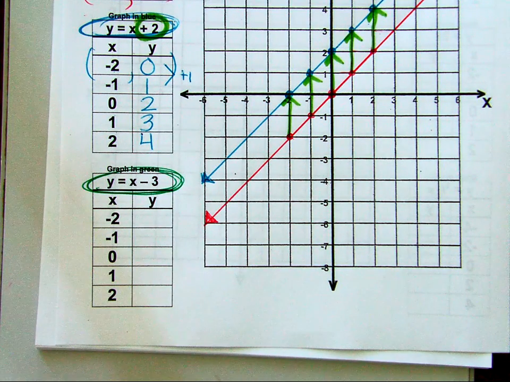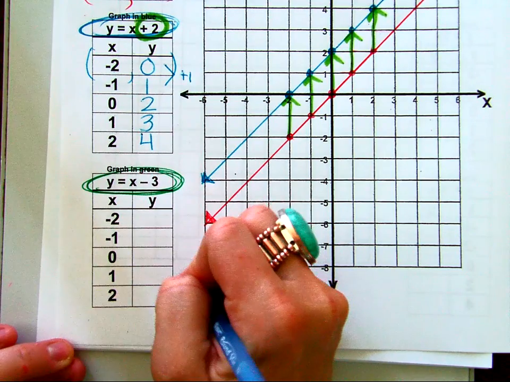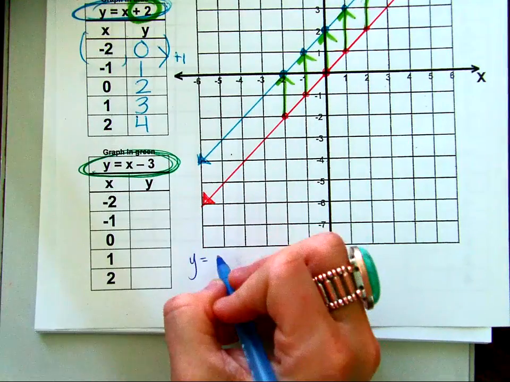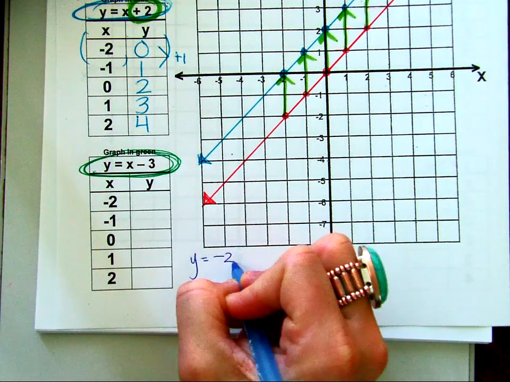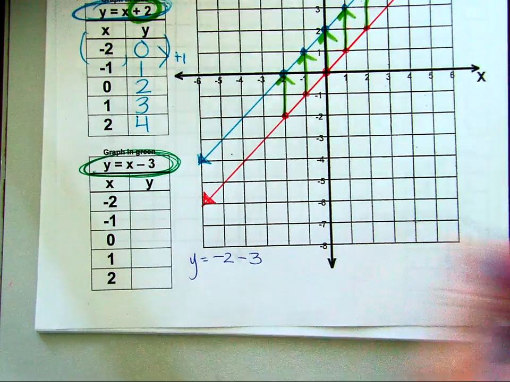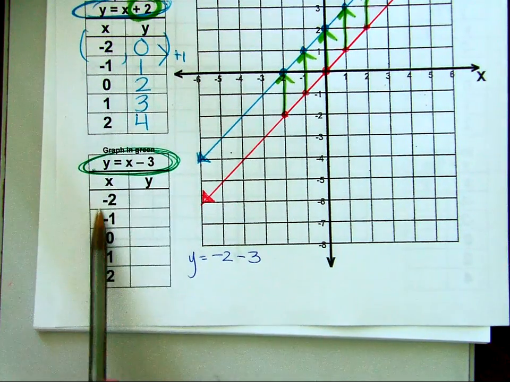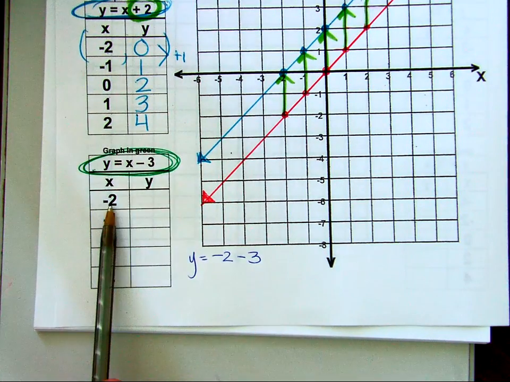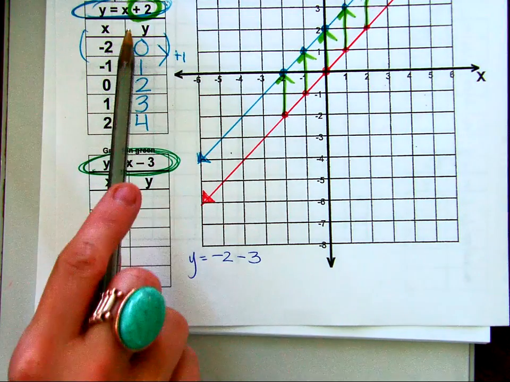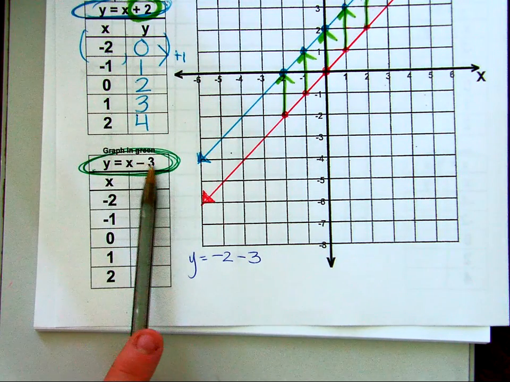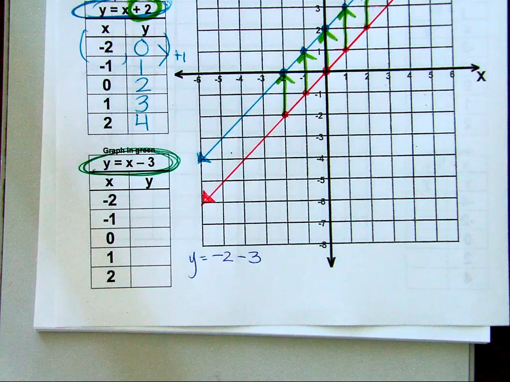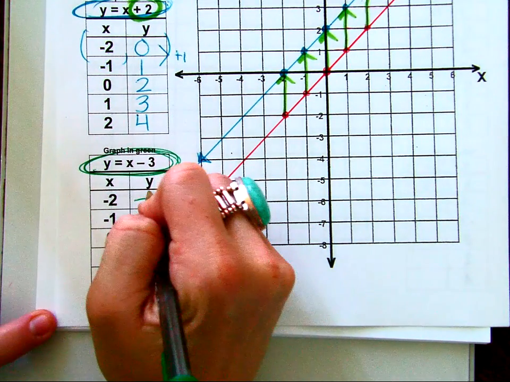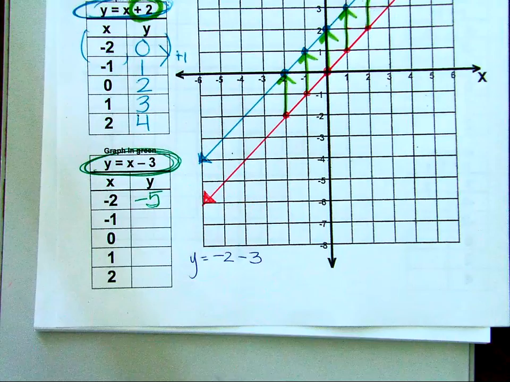So, let's get to it. Y is equal to whatever the x value is, but minus 3. This time I'm standing at negative 2, and I don't move to the right, I move to the left. So what is negative 2 plus negative 3? Or 3 to the left of negative 2? Negative 5, good.